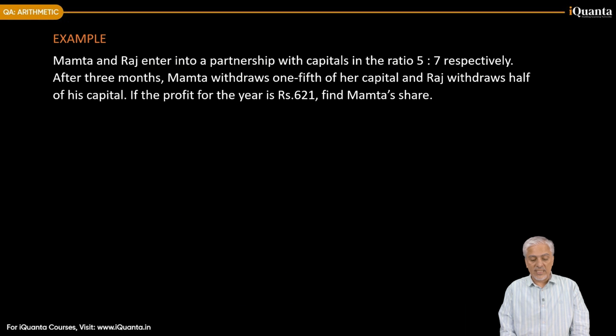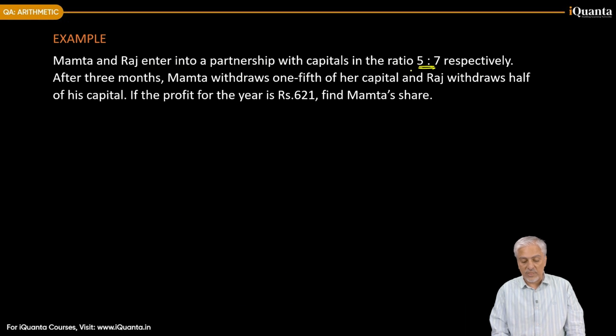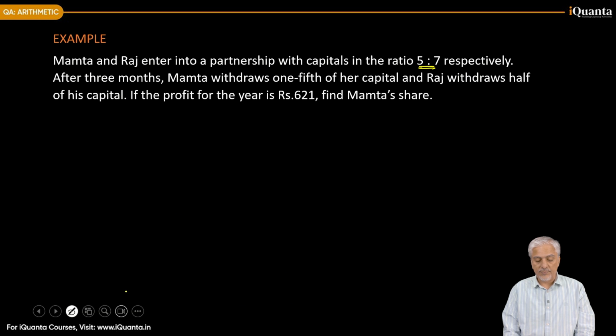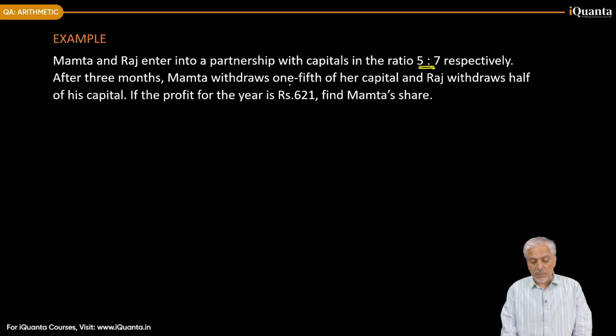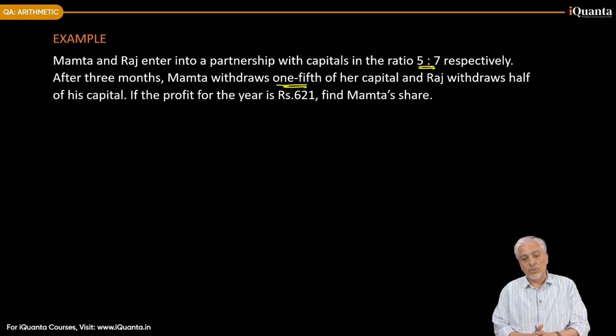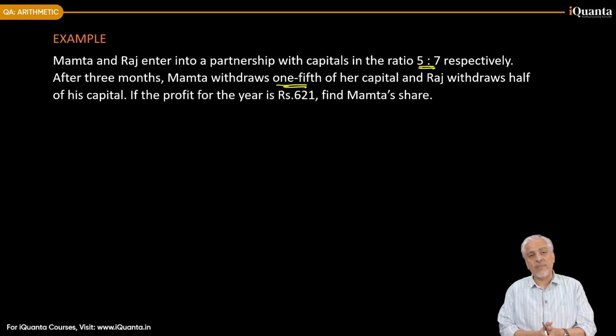The next question tells us Mamta and Raj enter into a partnership with the capital in the ratio of 5:7 respectively. After 3 months, Mamta withdraws 1/5 of her capital and Raj withdraws half of his capital. So they had started with 5:7. Then said Mamta has withdrawn 1/5.